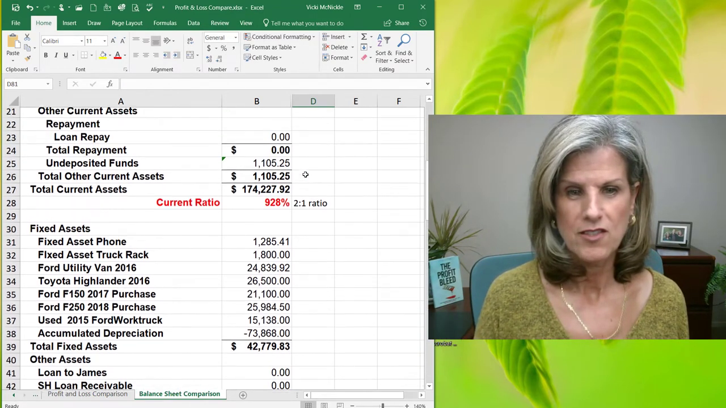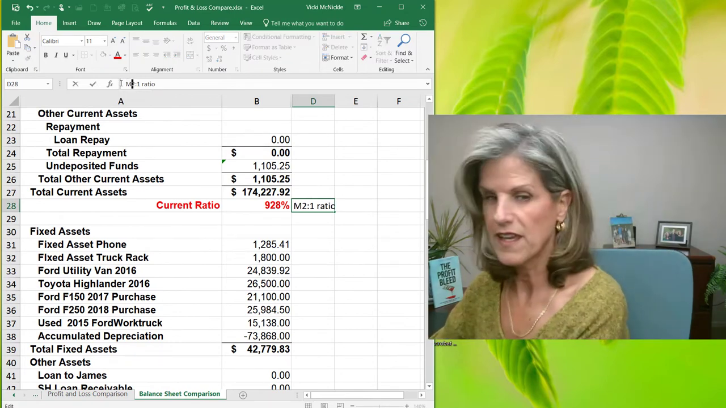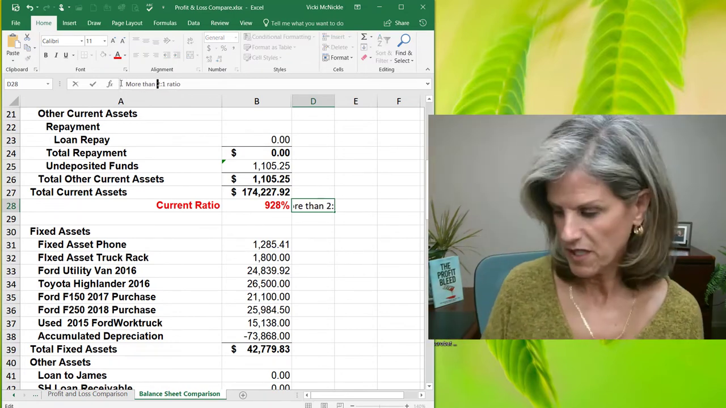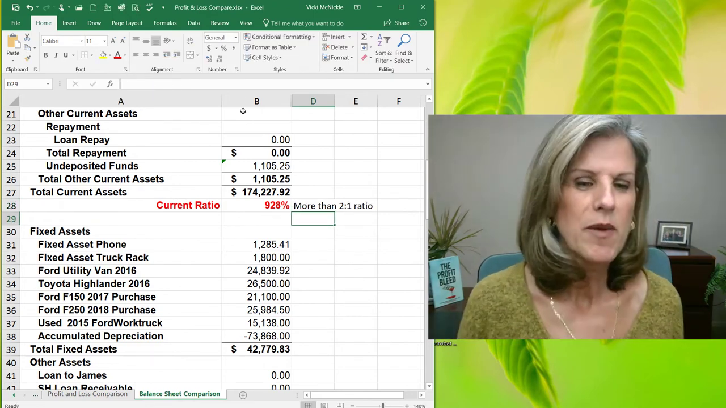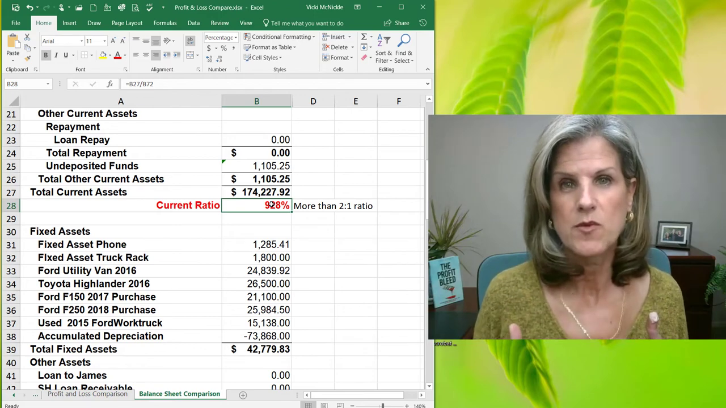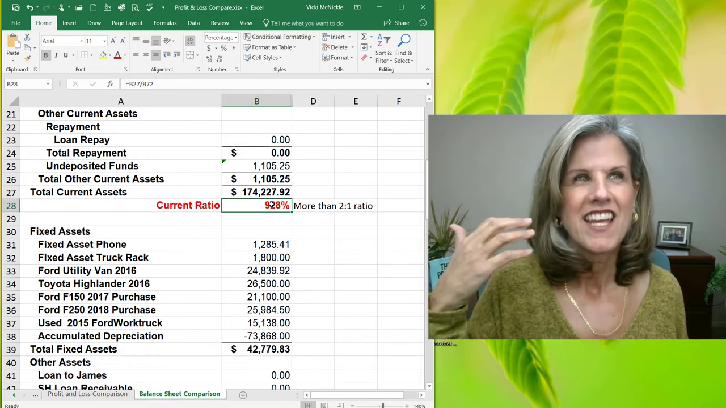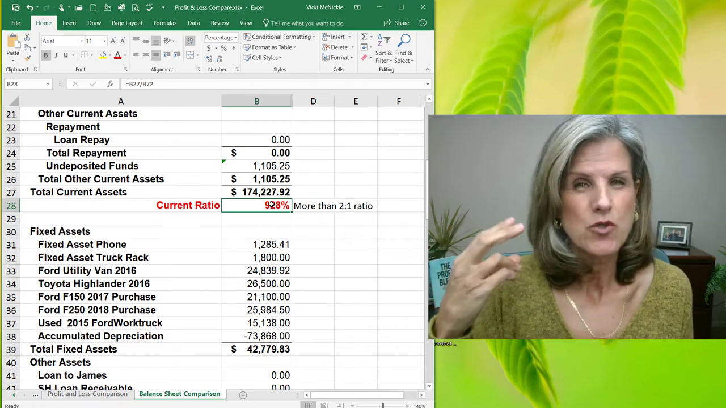And this current assets, you want this to be more than a 2-to-1 ratio. Now let's talk about why those numbers are important. So let me just make a general assessment about this balance sheet. First of all, it's a very healthy balance sheet. And these numbers are important for 2 key reasons.